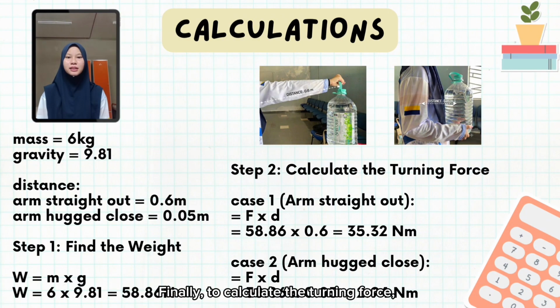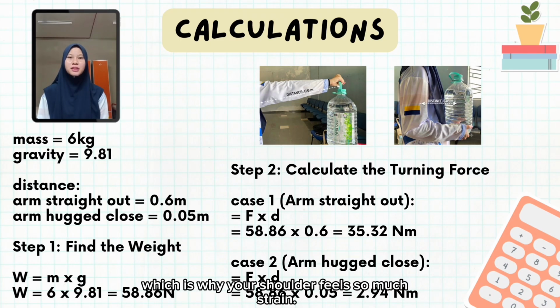Finally, to calculate the turning force, we multiply the weight by the distance to see how hard your shoulder has to work. Case 1, arm straight out. 58.86 newtons multiplied by 0.6 meters equals 35.32 newton meters. This is a large number, which is why your shoulder feels so much strain.